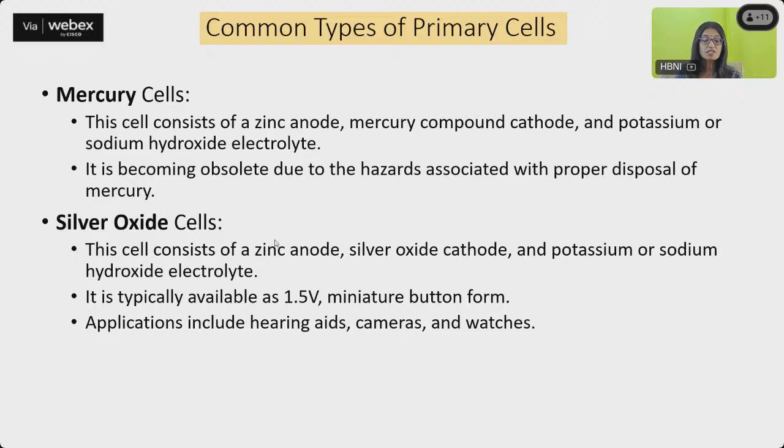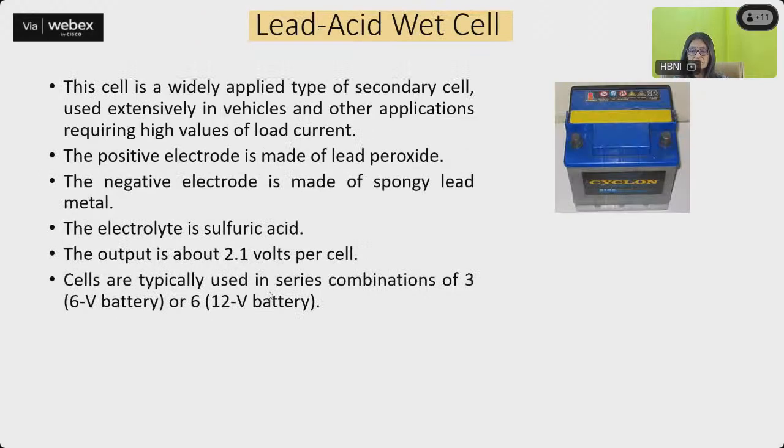Then we have the silver oxide cell. What you have over here is a zinc anode, a silver oxide cathode, and potassium or sodium hydroxide electrolyte. This is typically available as a 1.5 volt miniature button form. These silver oxide cells are what you will find in hearing aids, cameras, and watches. Those small miniature button cells are silver oxide cells, with a zinc anode and a silver oxide cathode. Next comes the first instance of the rechargeable batteries.